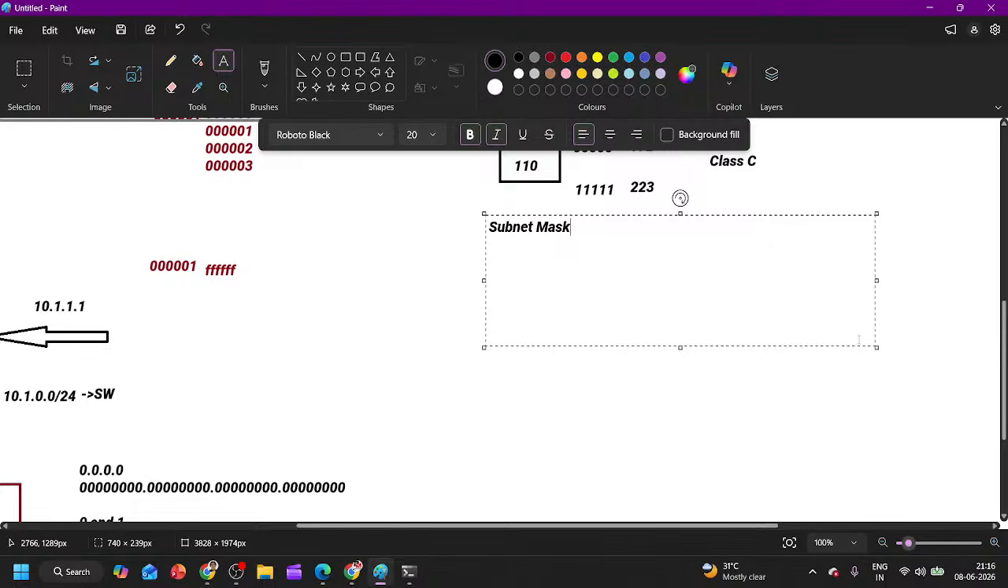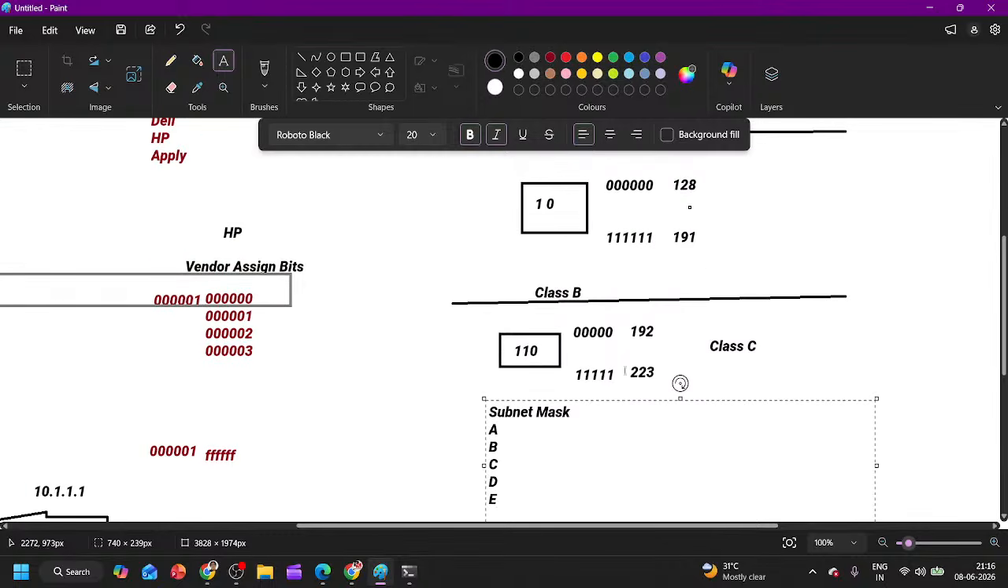If a bit is 1, it means this is a network bit, and if a bit is 0, it means this is a host bit. And for all the classes, class A, class B, class C, even class D and class E, we have two more classes. You can see my IP address in class C ends over here at 223. What about the rest of the IP addresses from 224 to 255? Those IP addresses are reserved for class D and class E.